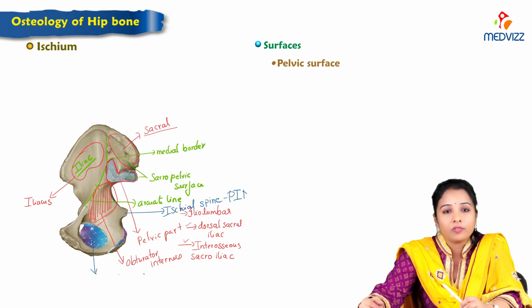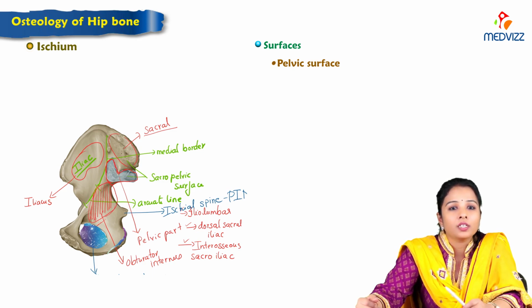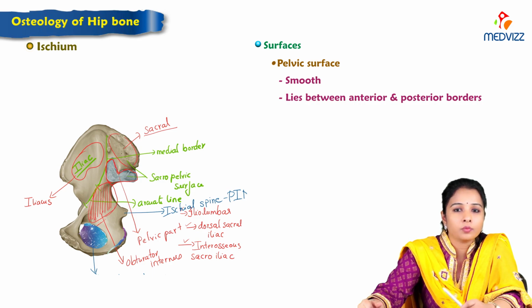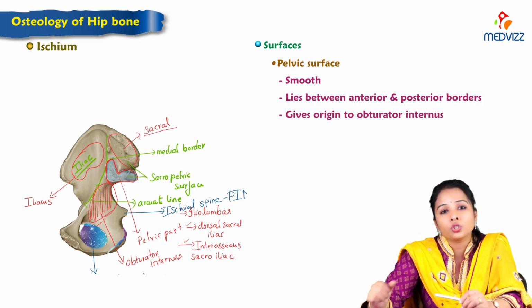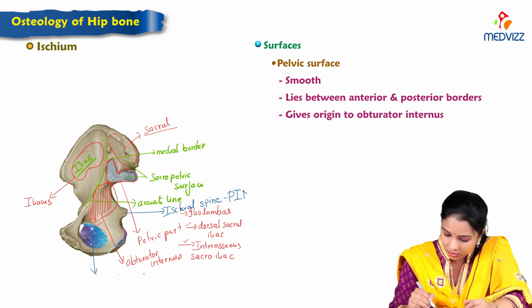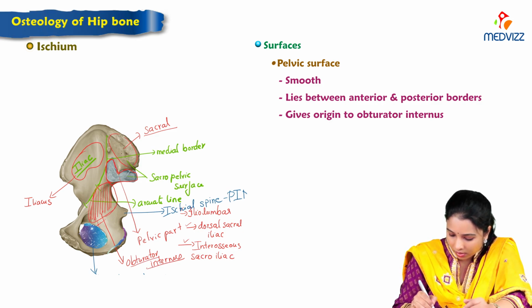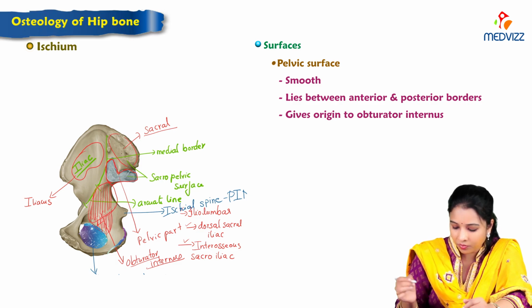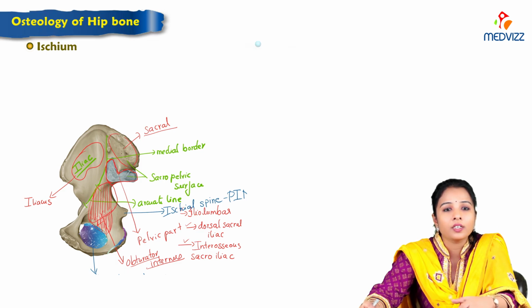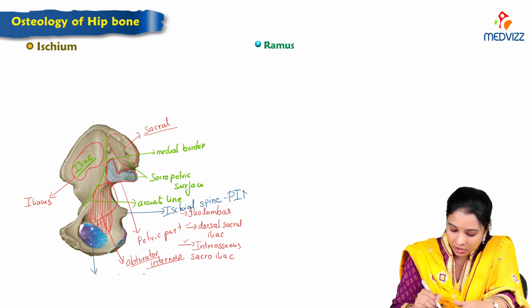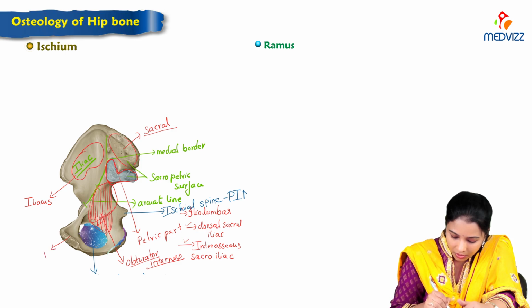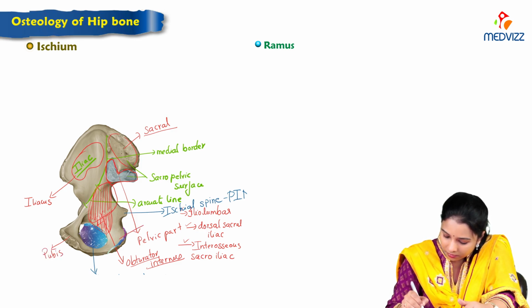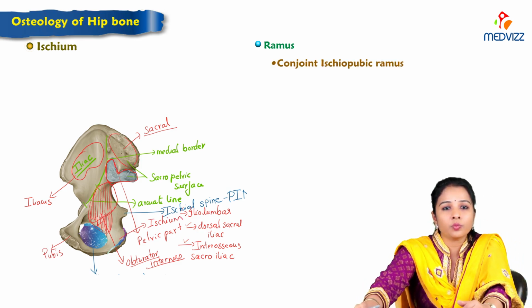Okay, let's talk about the pelvic surface of the ischial tuberosity. It is smooth and lies between the anterior and posterior border, and it gives origin to the obturator internus. So we can see here the obturator internus gets origin along with the inner surface of the ilium. That is the pelvic surface of the ilium. And the ramus of the ischium, that is the junction between the pubis, this is pubis and this is ischium. So the ramus between the ischium and the pubis is called the ischiopubic ramus.